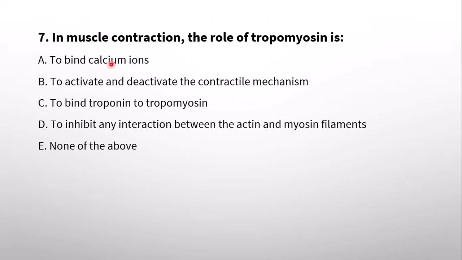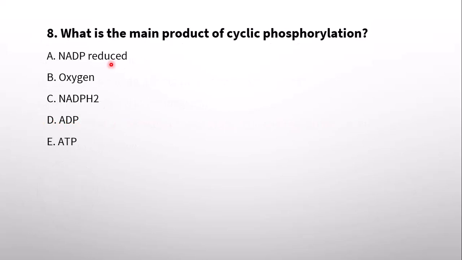7. In muscle contraction, the role of tropomyosin is D, to inhibit any interaction between the actin and myosin filaments. Yes, tropomyosin on actin covers binding sites so that there is no muscle contraction. Number 8. What is the main product of cyclic phosphorylation? ATP. Cyclic phosphorylation, ATP is the main product.